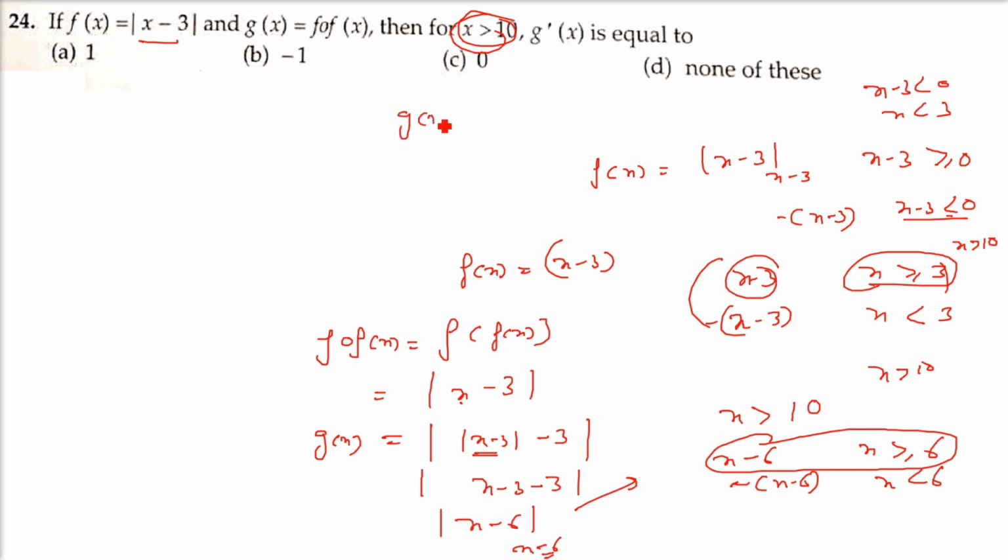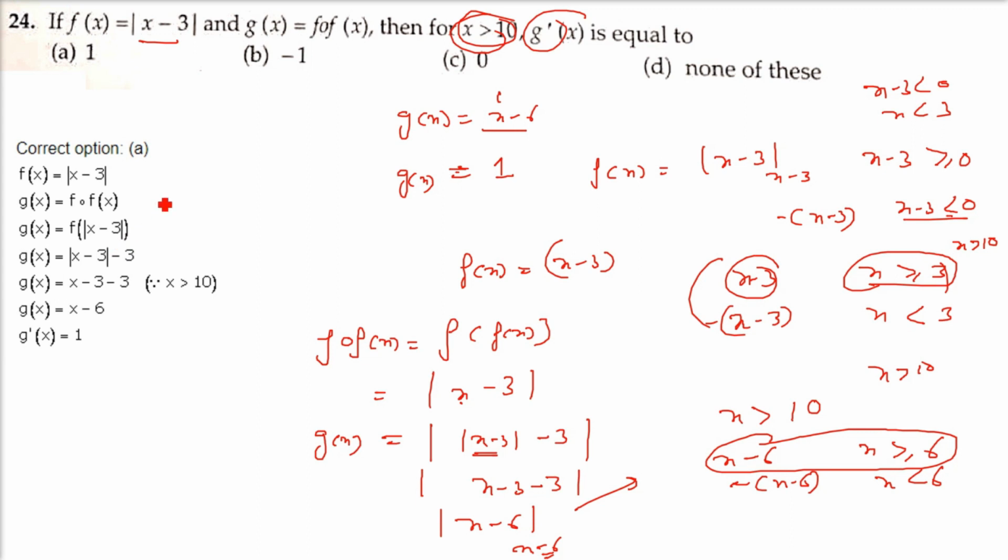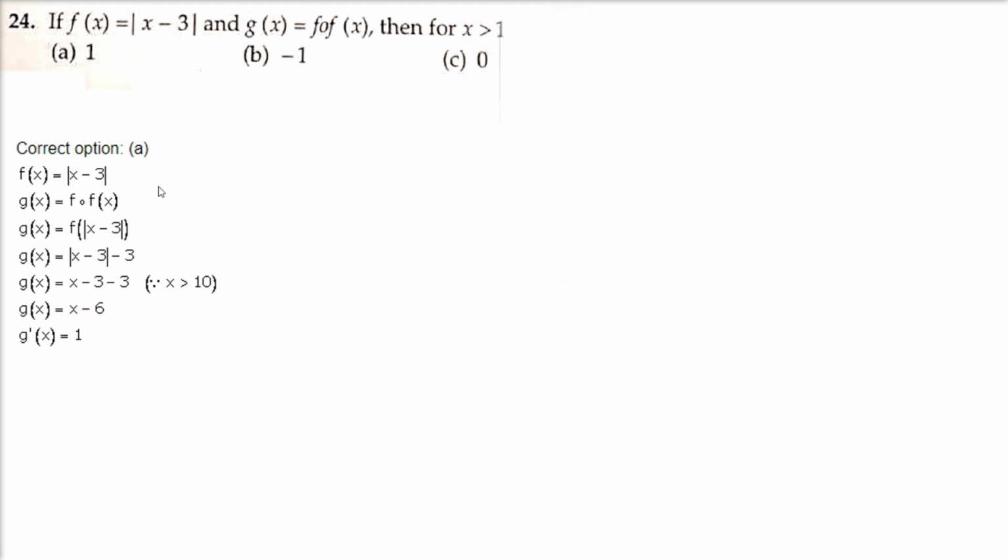So g x is x minus 6. But you need to find out g dash x. What is g dash x? It is going to be 1, because differentiation of x is 1, and minus 6 is of course 0. So g dash x is equal to 1. So this is the answer, g dash x equal to 1. And those who want to do it themselves, this is the reference for them. But the better idea is to understand what I said.